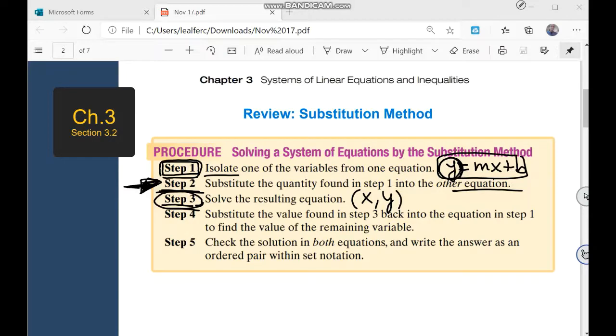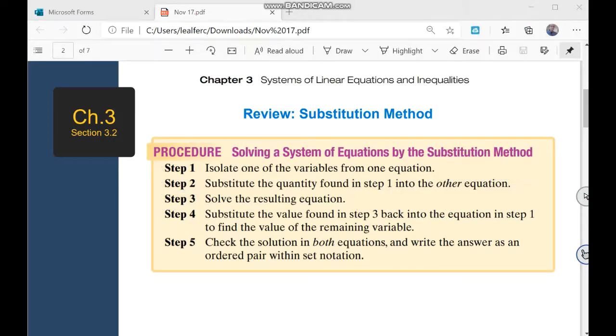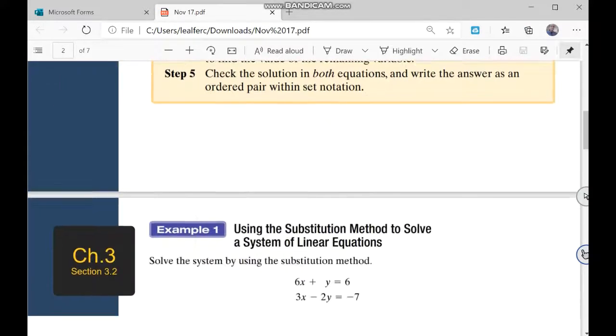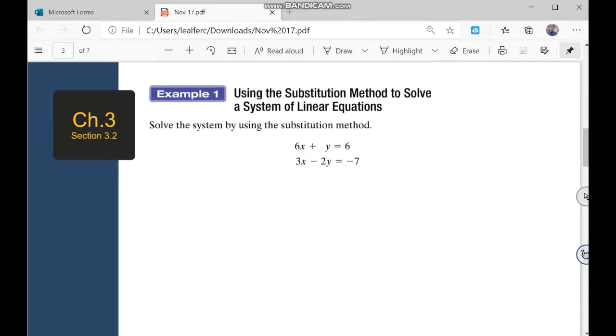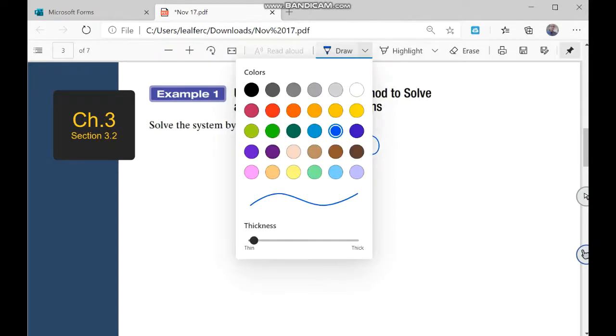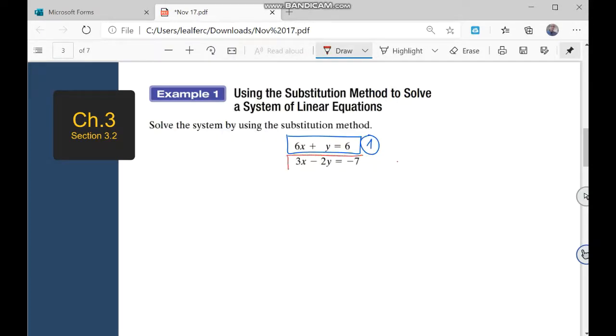To understand, let's work on the next slide with an example. We have this example here: using the substitution method, solve a system of linear equations. I will work out the whole thing, step number 1, 2, and 3, for this system of equations. This equation here is going to be equation number 1, and this one is equation number 2.